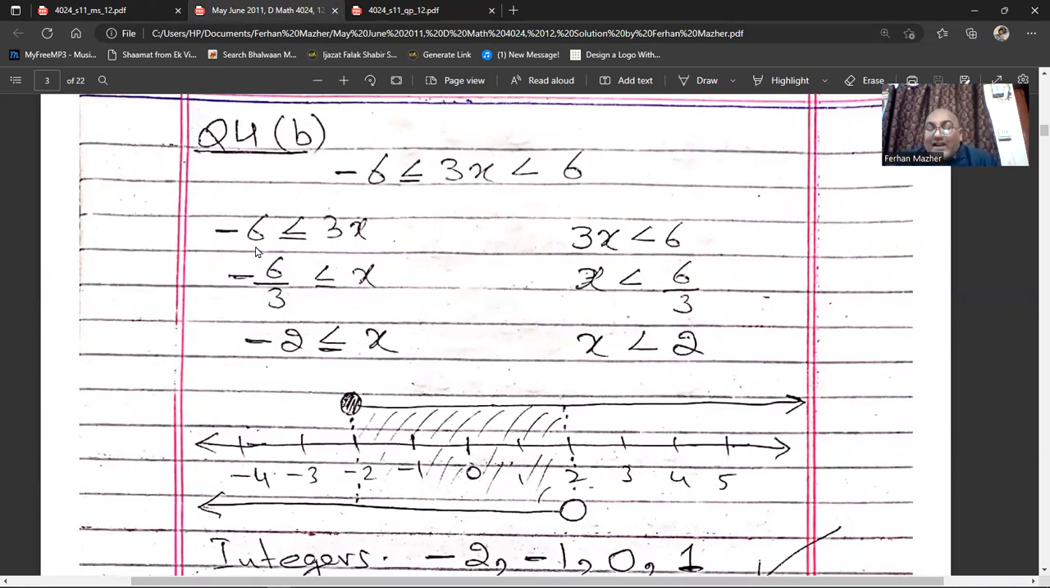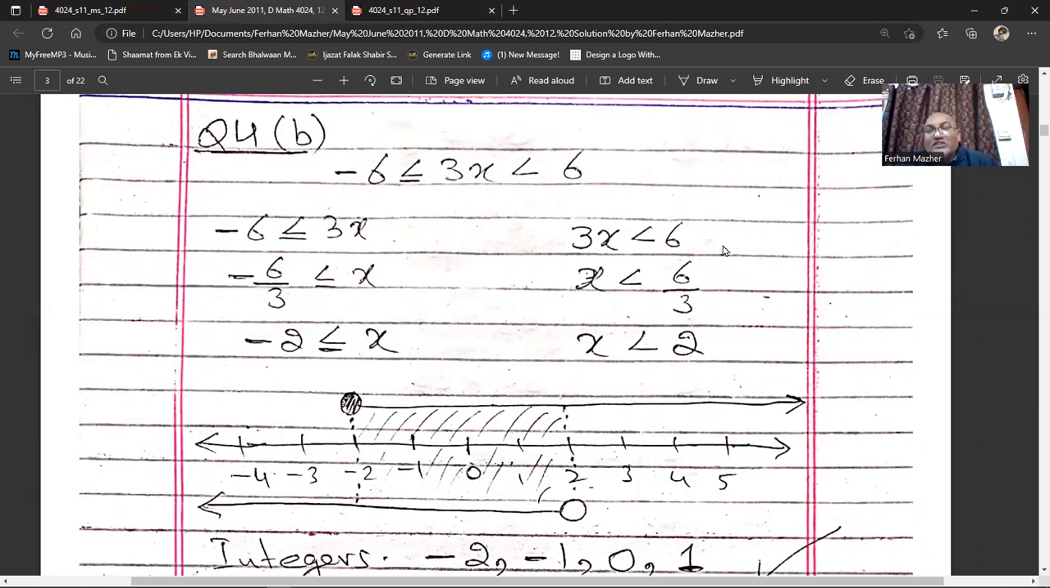So here we have, I took this portion. This is minus 6 less than and equals to 3x. So minus 6 divided by 3 is less than equals to x. So this is minus 2 is less than equals to x. In other words, you can say x is equals to and more than minus 2. I will take this portion of the inequality and I will solve it separately. So 3x is less than 6. So x is less than 6 by 3. So x is less than 2.